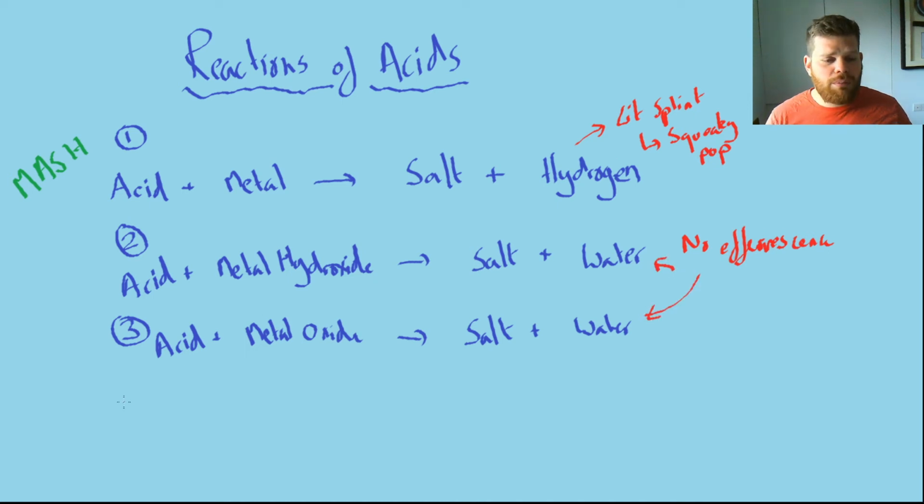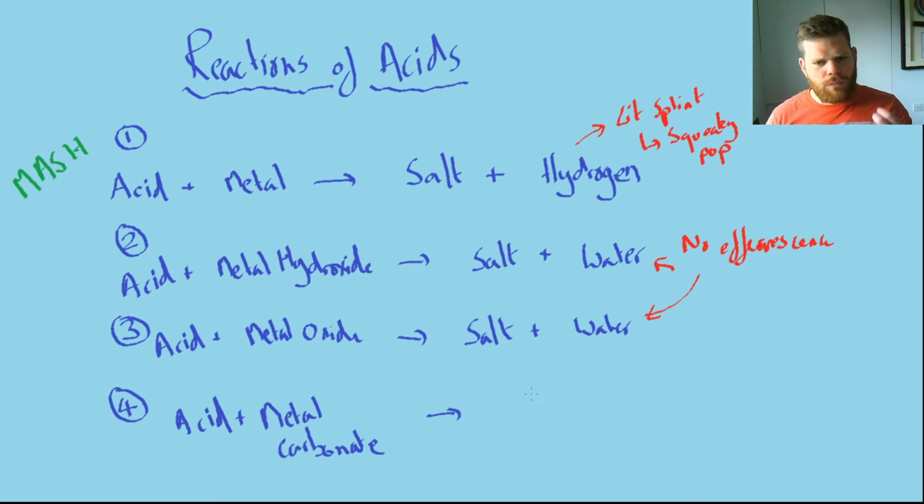Reaction number 4, the last one that you might have done. You probably would have taken an acid and maybe added it to a powder, and that powder would have been a metal carbonate. And when you did that reaction, you probably saw some effervescence, which means a gas is being produced. But this also produces salt, as with every other reaction, and water.